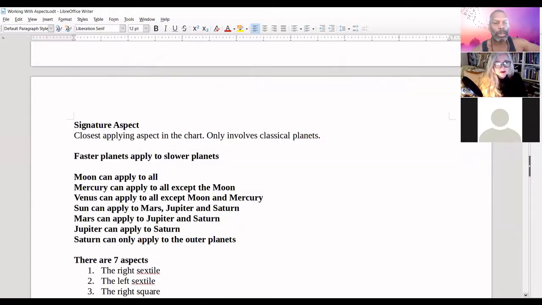Faster planets apply to slower planets. You should be writing down this entire list here. The moon can apply to all planets, to all of the other 6. Rather, to all 9, right? To all the other 9.